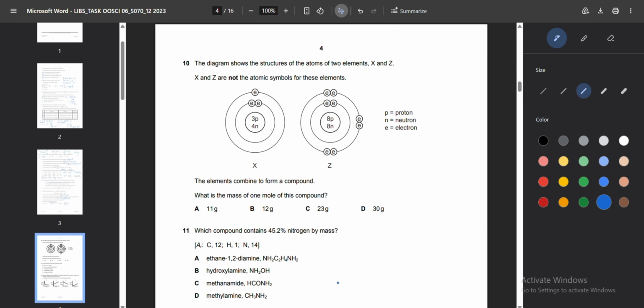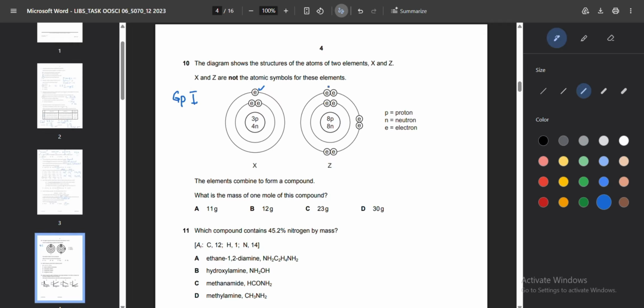Question number 10 is: the diagram shows the structure of the atoms of two elements X and Z. X and Z are not the atomic symbols for these elements. The elements combine to form a compound. You have to find the mass of 1 mole of the compound. If you see the structure of X, it has only one valence electron, so that means it belongs to group 1.